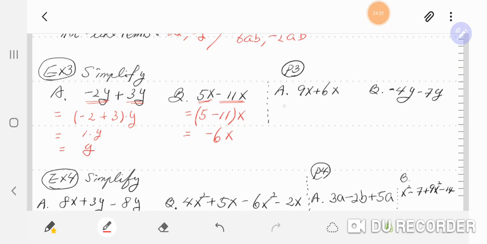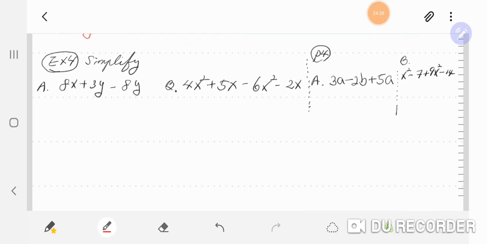Okay, problem number 3. 9x plus 6x. These two are like terms. So add the coefficients 9 and 6 followed by x. So that will be 15x, right? Okay, next one. Still the same. They are like terms, y, right? So when you add the coefficients, put parentheses. Negative 4 minus 7 followed by y. So that is equal to negative 11y.